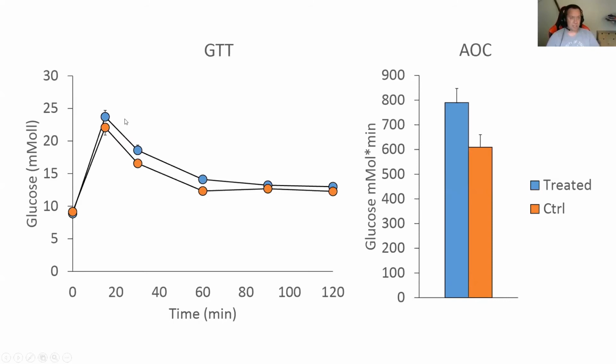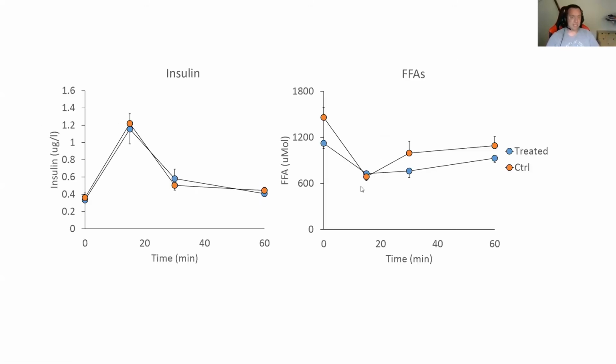Formally, these two GTTs are slightly different. The AOCs are slightly different. But what we're interested in is the next slide, and that is insulin. So you can see we go from a fasting insulin of about 0.3 micrograms per liter to 0.4 micrograms per liter, and that jumps up about 4-fold, and then it starts to return down.